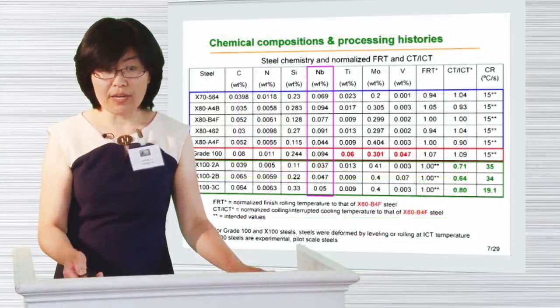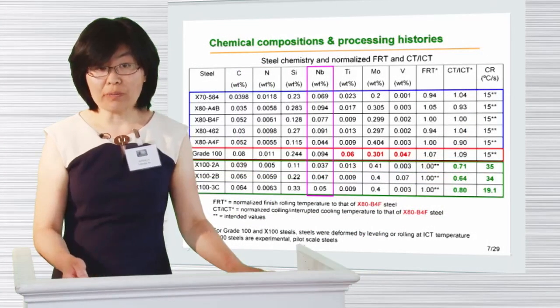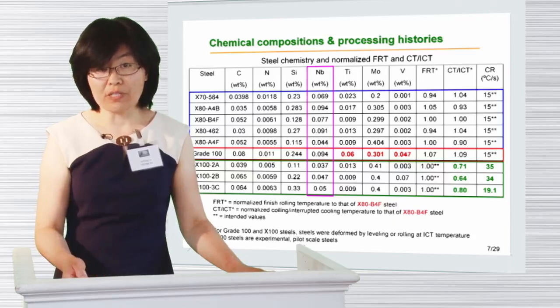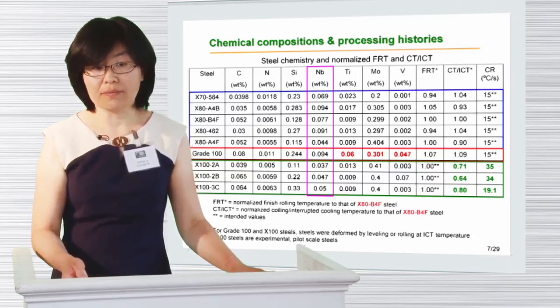And we can also see that for all these steels, niobium is one of the important microalloy elements. And grade 100 steel has the highest niobium content. And this steel also has a high content of titanium and vanadium.